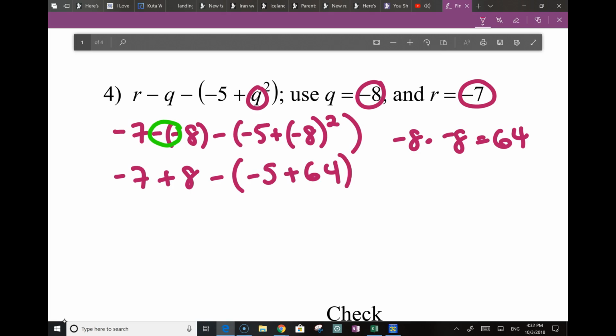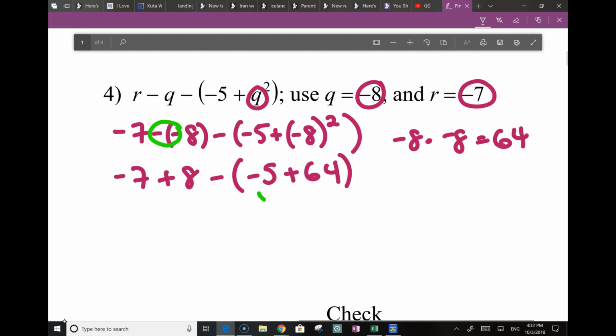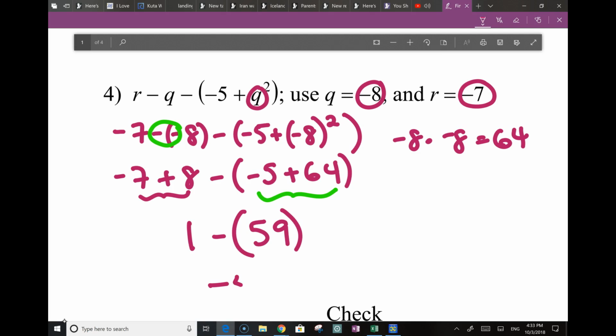Okay, and so I go back inside the parentheses and I will combine everything you see in there. You have to combine all that, and what you get is a 59. Now you could wrap this in parentheses or leave it outside parentheses, but I'm leaving it in there for now. The -7 minus 8, this right here, becomes a 1, and now you have 1 minus 59. 1 minus 59 is -58, and that becomes the final answer.